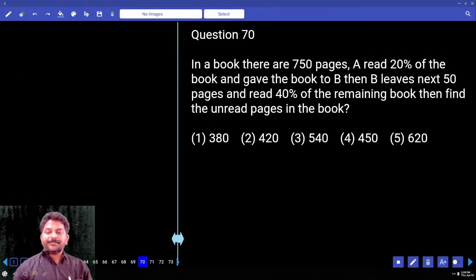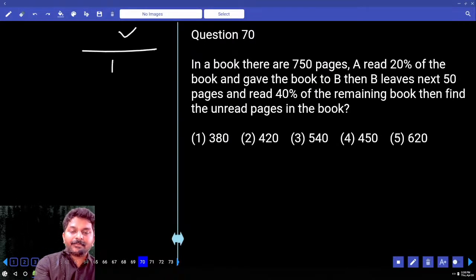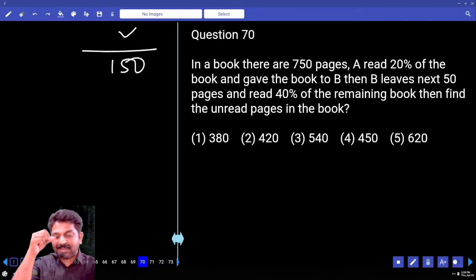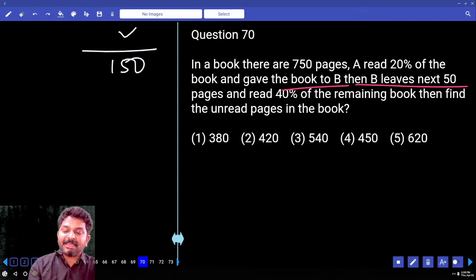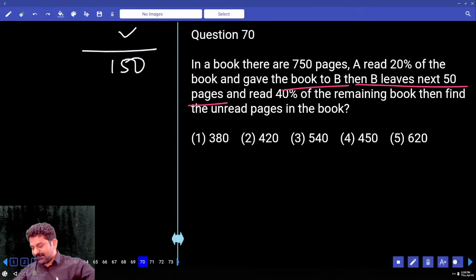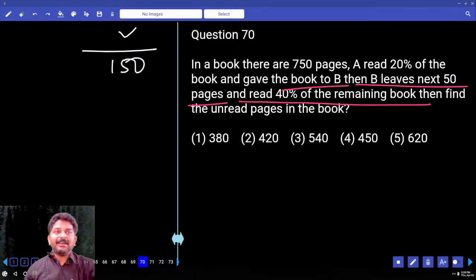In a book, there are 750 pages. A read 20% of the book. 20% of the book in the sense how many? 150 pages, and gave the book to B. Then B leaves the next 50 pages. Did B read the next 50 pages? No. He left those 50 pages and read 40% of the remaining book.